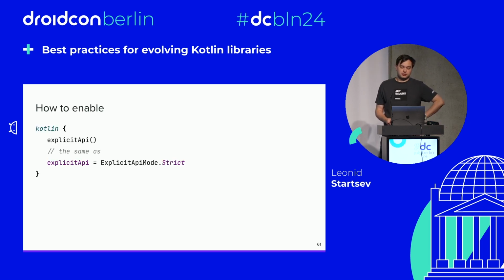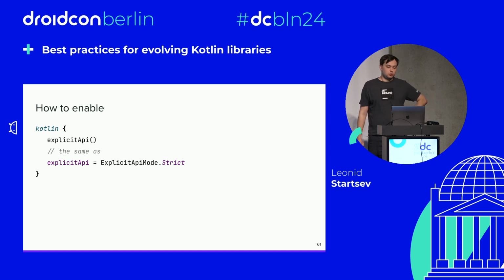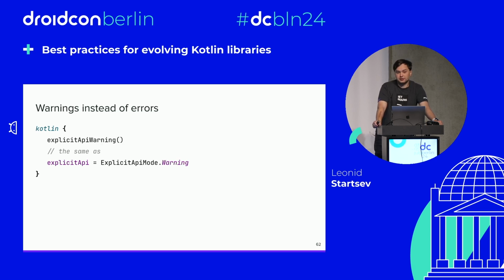And enabling it is quite easy. It is not a separate plugin. It is just a setting in the Kotlin block in the build script. You can call the explicit API function or use an enumeration. So by default, all these diagnostics that require explicit return type and explicit visibility will produce compiler errors, which is maybe not that convenient if you already have a big project and you want to introduce explicit API into it. So for these cases, we also have a warning mode that will, well, produce warnings, as you might expect.